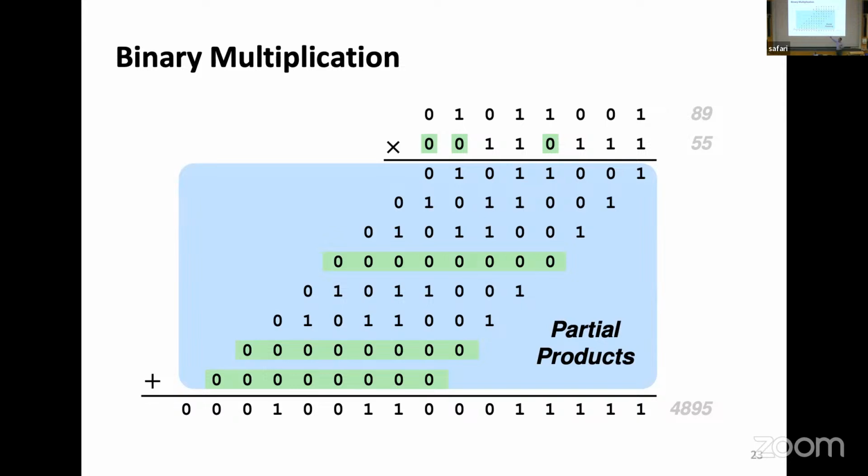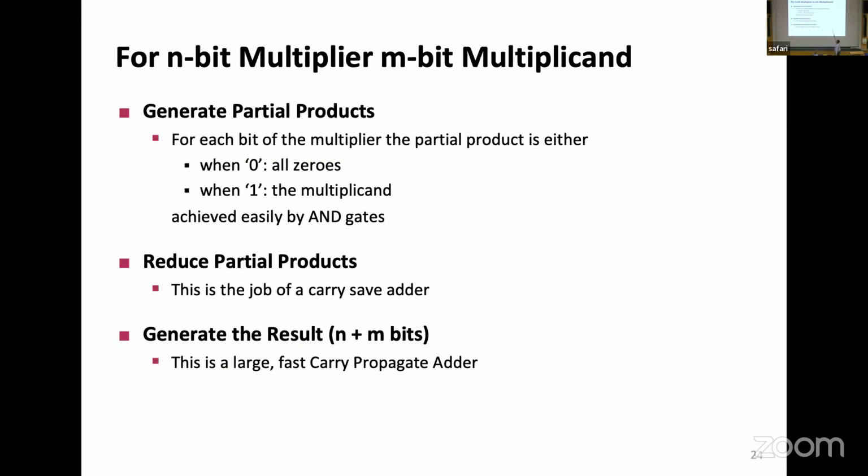And then I have the carry save tree. I have these multiple numbers that I have to add. And then I have one final carry propagate adder, and that's it. Remember, it was multiplication. It turned into AND gates and adders, nothing else. So our steps are, for each bit of the multiplier, the partial product is either all zeros when the bit is 0, or the multiplicand when it is 1, achieved easily by AND gates. Next step, we reduce the partial products so that in the end, we have a carry vector and a sum vector. And then I generate the result. The problem with multiplication, the way we are shifting and adding things together, is that if I have an n-bit multiplier and an m-bit multiplicand, the result will be n plus m bits.